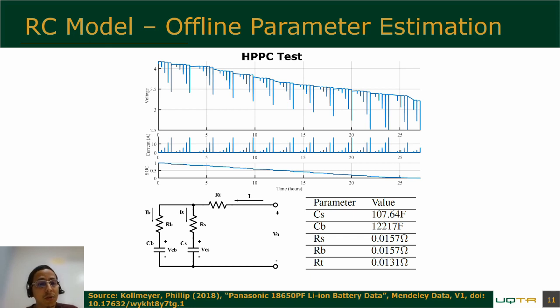This slide shows the values of the parameters of the equivalent circuit model. With the HPPC test, we have obtained the values of the battery open circuit voltage versus the state of charge curve and the circuit's parameters: bulk capacitor, bulk resistance, surface capacitor, surface resistance, and terminal resistance. We can see that the bulk capacitor has a big value since it models the battery's energy storage capacity.